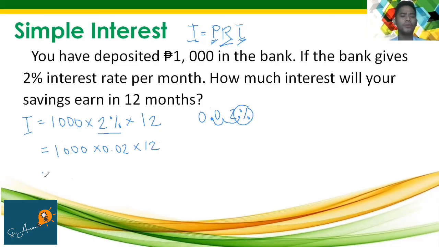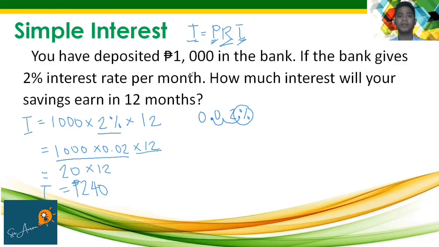Okay, so paano yung minumultiply? So dalawahan muna or by pair yung pag-multiply natin. So ito muna, 1,000 times 0.02. So ang sagot doon ay 20. Tapos isusulat na natin itong natitira, times 12. Okay, 20 times 12 ay 240. Okay? So yun na yung 240 pesos, yun na yung magiging interest or kinita ng pera mo sa loob ng 12 months. So that is interest.